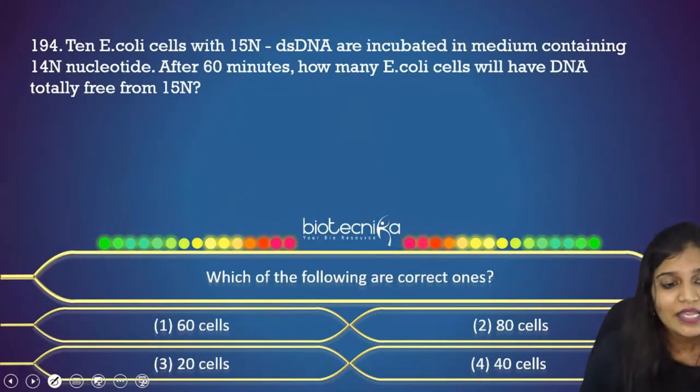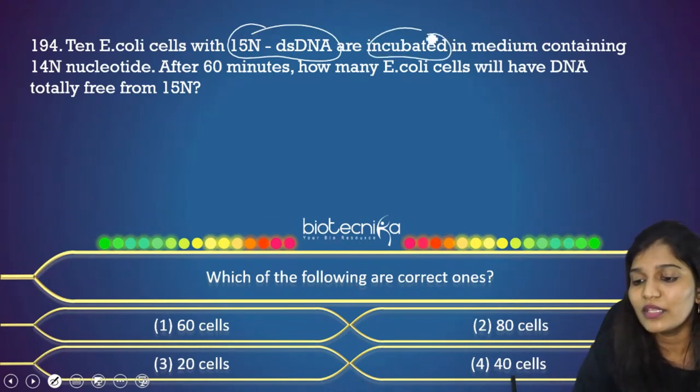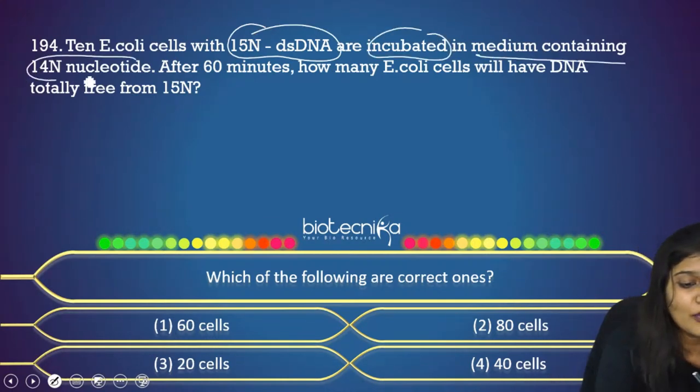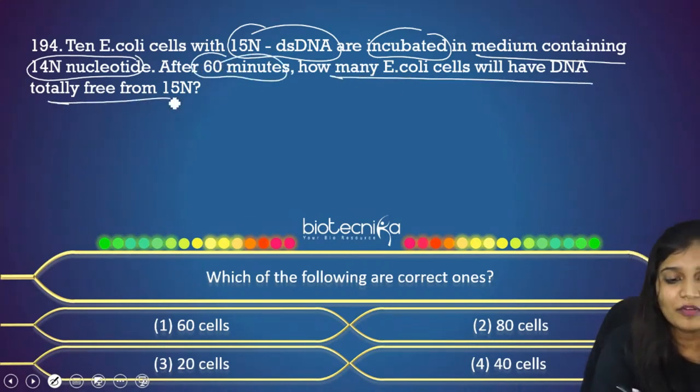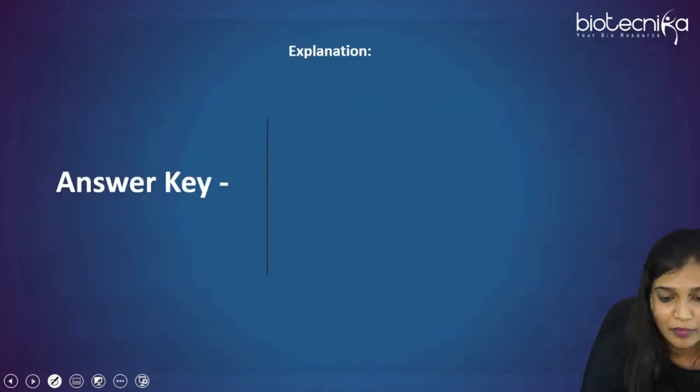Okay, the next one. 10 E. coli cells with 15N double stranded DNA are incubated in a medium containing 14N nucleotides. After 60 minutes, how many E. coli cells will be formed? First, let's understand this. This is the most important question.